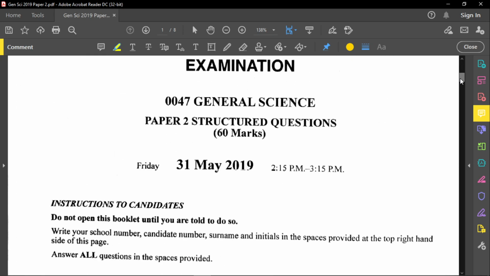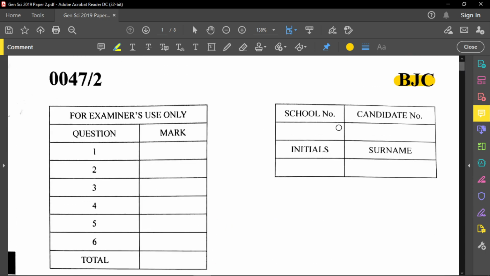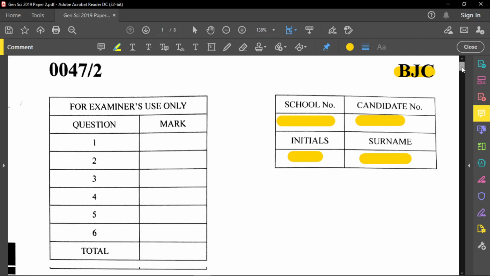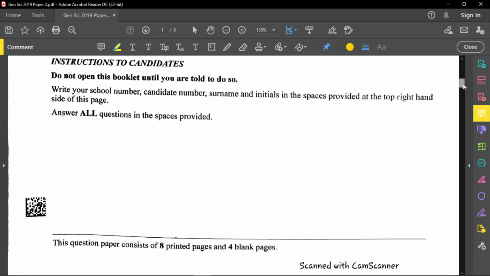Today we're going to review a general science paper. This is a paper 2 from the year 2019. Again, before we start these examinations, please also remember to write your school number, your candidate number, your initials, and your surname. Now let's jump into the first question.